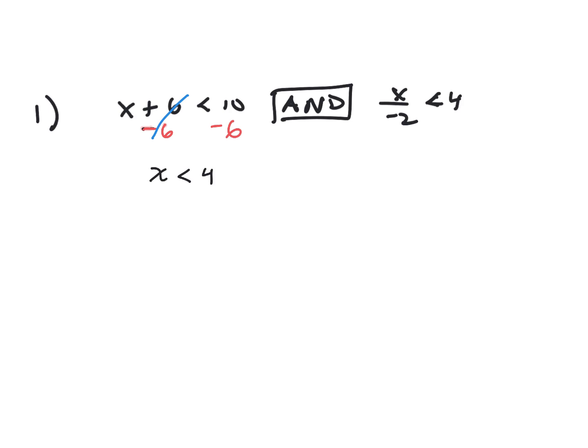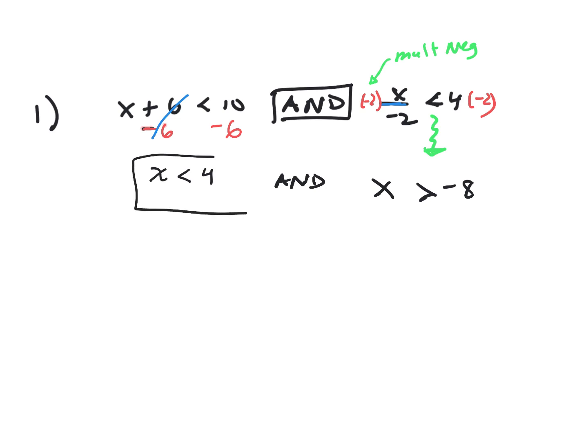And then we're going to solve the next one. Remember, if you're dividing by a negative 2, then you multiply or divide both sides by a negative 2. And remember, there's a reverse rule that says if you ever multiply or divide by a negative number, you have to remember to reverse the inequality. So that becomes x is greater than negative 8, and is part of your answer. So this is your entire answer.